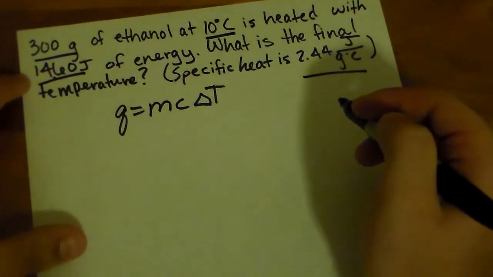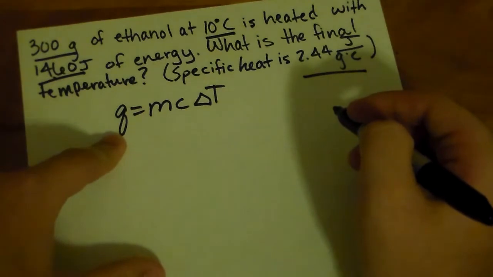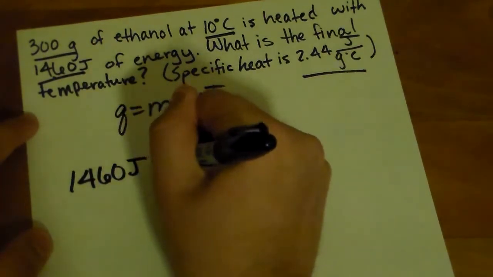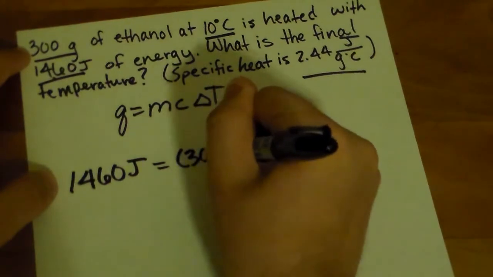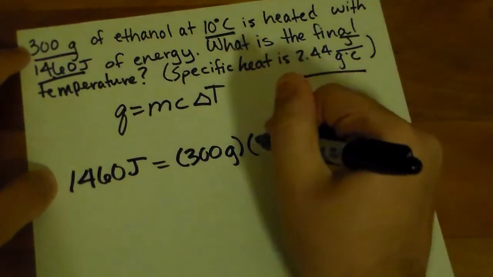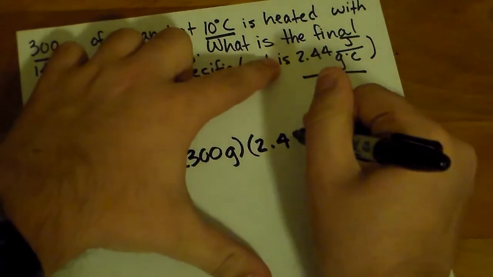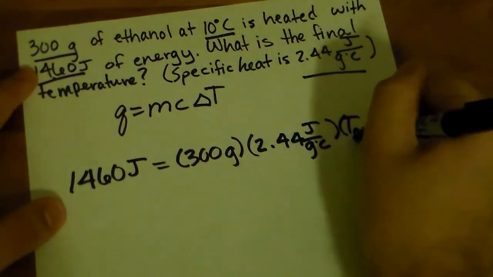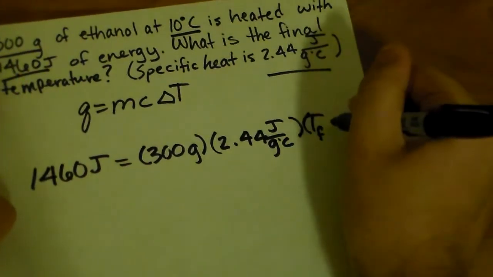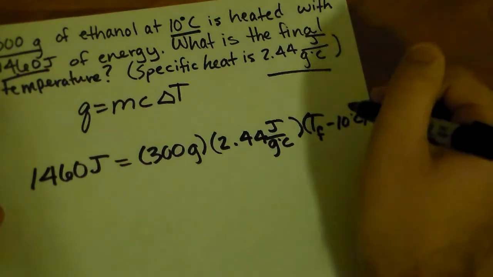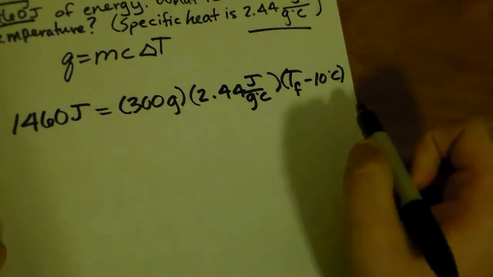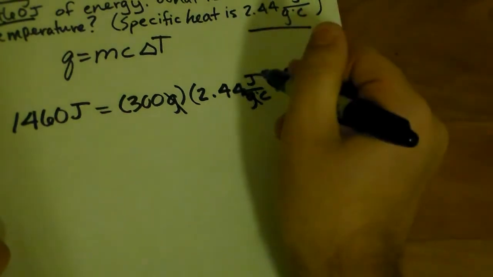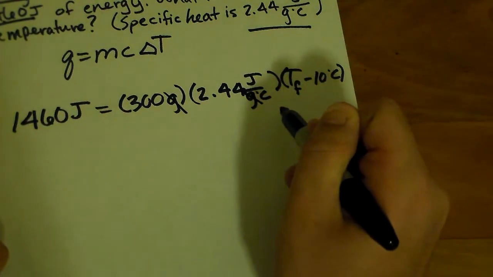So, we can do 1460 joules. We'll go in for Q because we've been given our heat. So 1460 joules equals the mass, which is 300 grams, times 2.44 joules per gram degree Celsius, times TF, which is the final temperature, minus 10 degrees Celsius. So now what we want to do is multiply. Actually, we want to cross out all the units here. We were only able to cross out those at the moment.